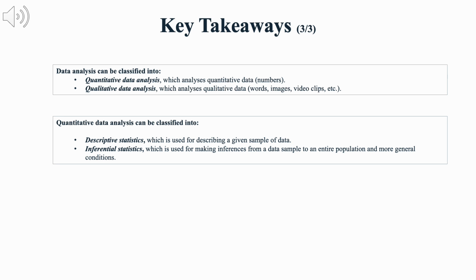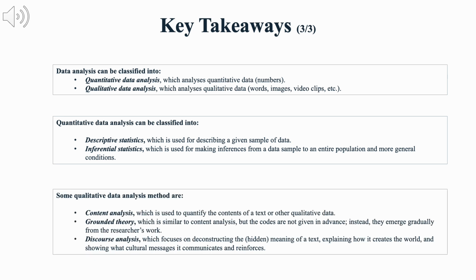Quantitative data analysis includes descriptive statistics, used to describe a given data sample; inferential statistics, used to make generalizations from a sample to a larger population. Some qualitative data analysis methods are content analysis, which quantifies the contents of texts or qualitative data. Grounded theory, which develops theories from data without predefined codes. Discourse analysis, which explores the hidden meanings and cultural messages within a text.